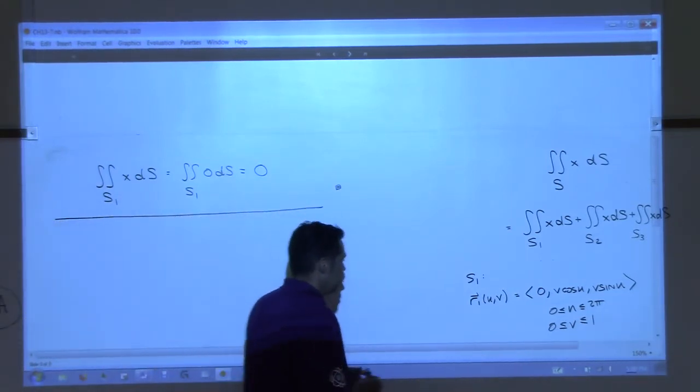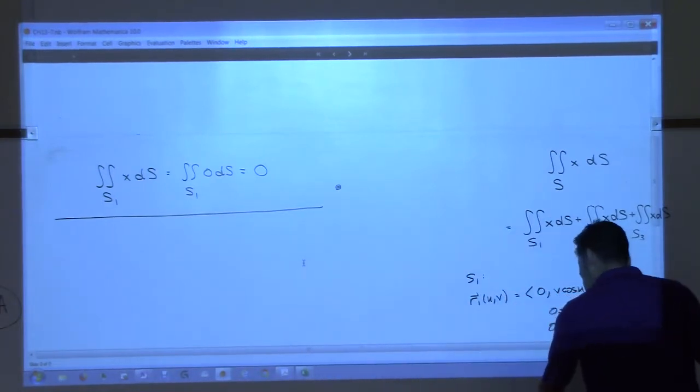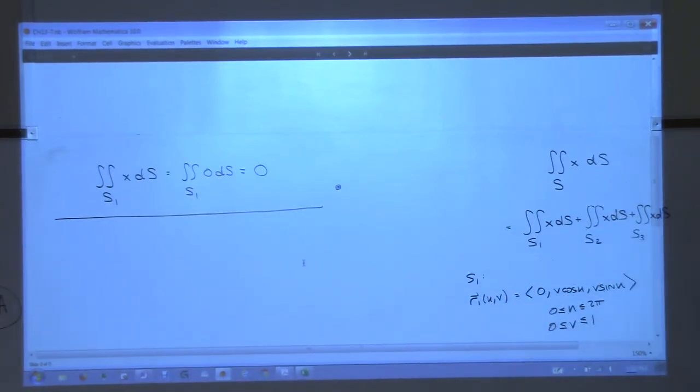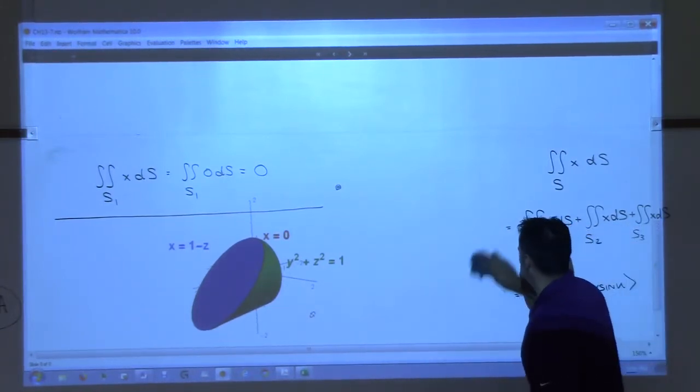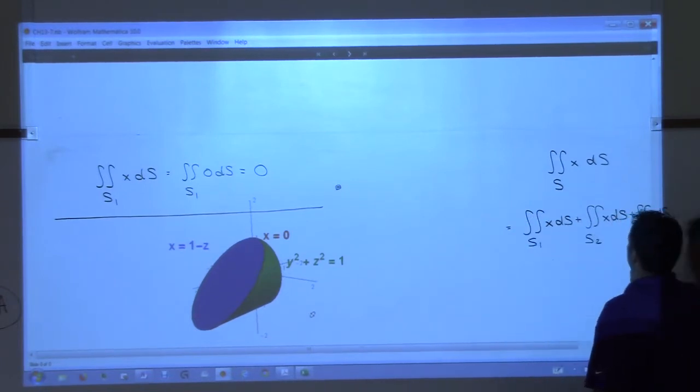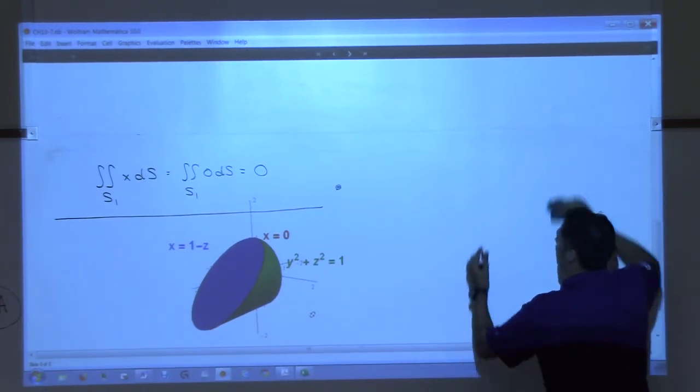Let's move on to S2. Which one do you want for S2? You want this green part, the cylinder part? Okay, so let's let the green part be our cylinder part. Let's do S2 there. I'll erase this.